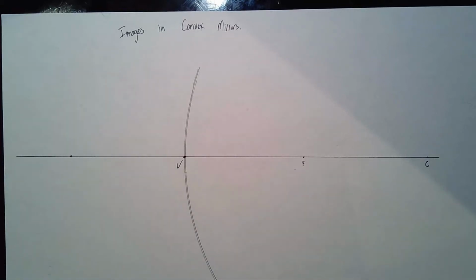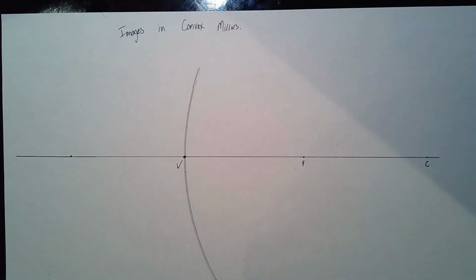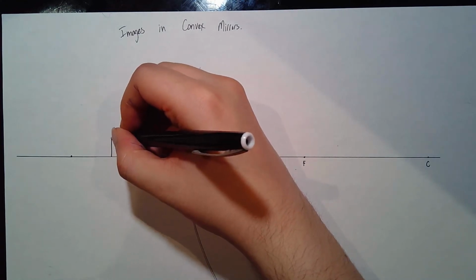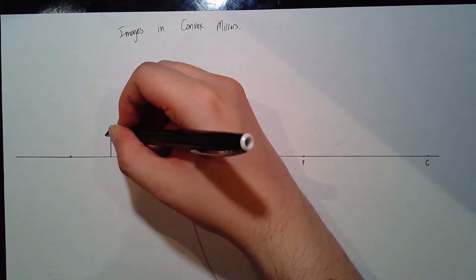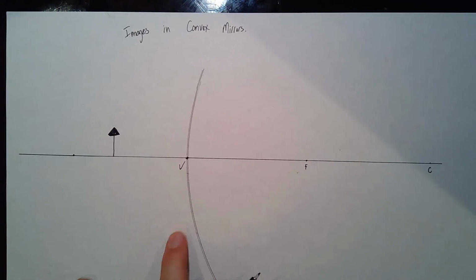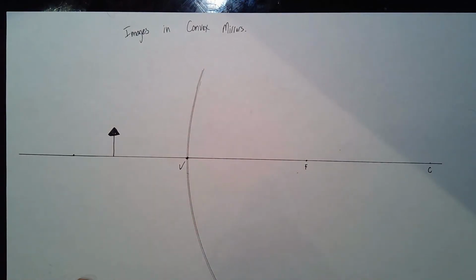Alright, so in this video, we are going to be looking at images in convex mirrors. I'm going to draw an object on this side of the mirror. And what we can already see is that, firstly, it's kind of flipped around from concave mirrors, right?